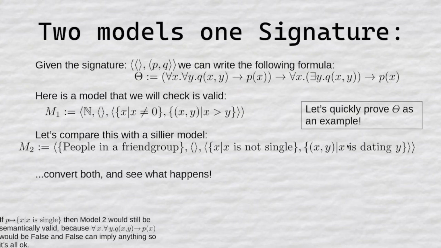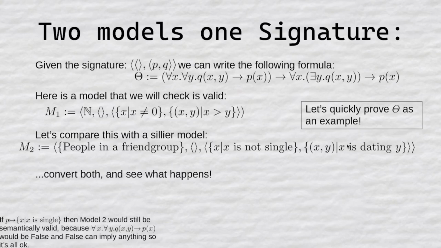So, model number 2 is a little sillier. Our domain is going to be people in a friend group. I know, computer science students having friends, unlikely. There's going to be no functions, because there's no functions in the signature. Our P is going to map to a unary predicate, a unary relation on this set of people in a friend group, where it's x such that x is not single. I know, computer science students being not single, it's crazy. These might be like English students or something, I don't know. And then Q is going to map to x and y such that x is dating y.